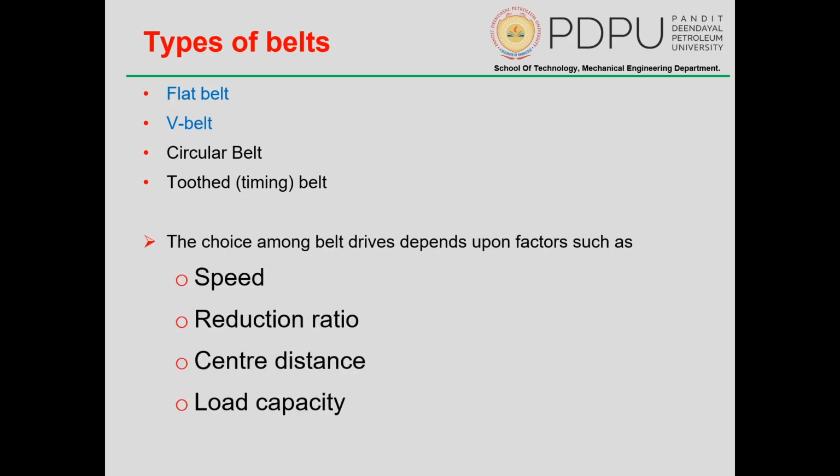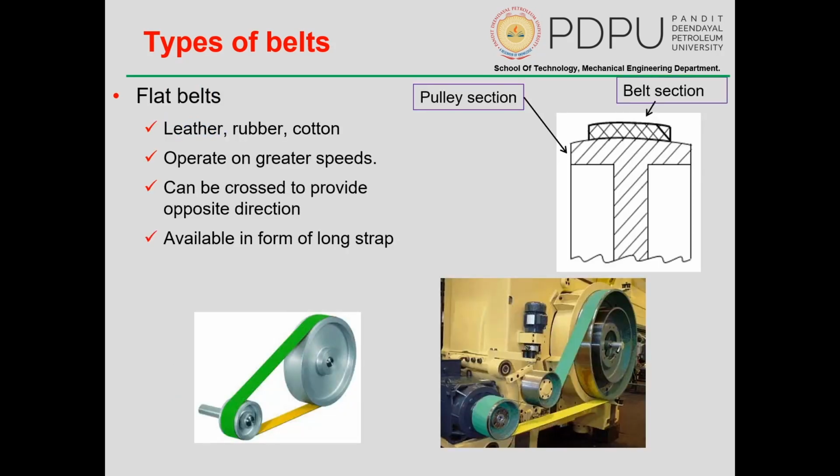Okay, so now we have to talk about the different types of belt. Depending upon the requirements, the belt also varies. We have flat belt, V belt, circular belt, and two-tip belt. Let's look into one by one. The choice of the belts will depend upon factors such as speed, reduction ratio, center to center distance, and load capacity. One of the simplest types of belt is flat belts.